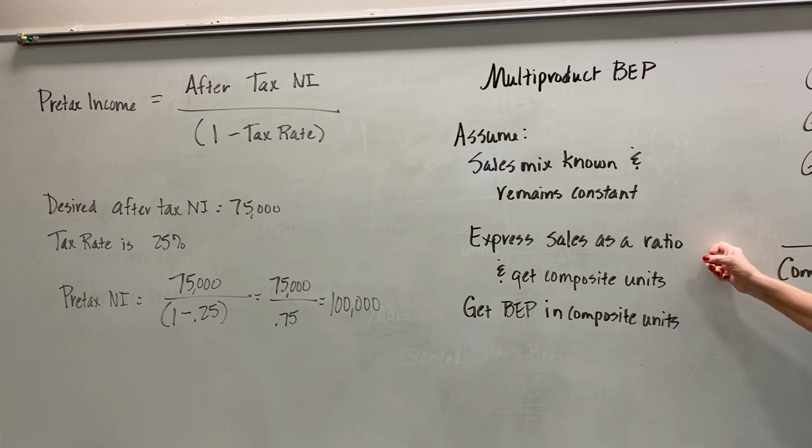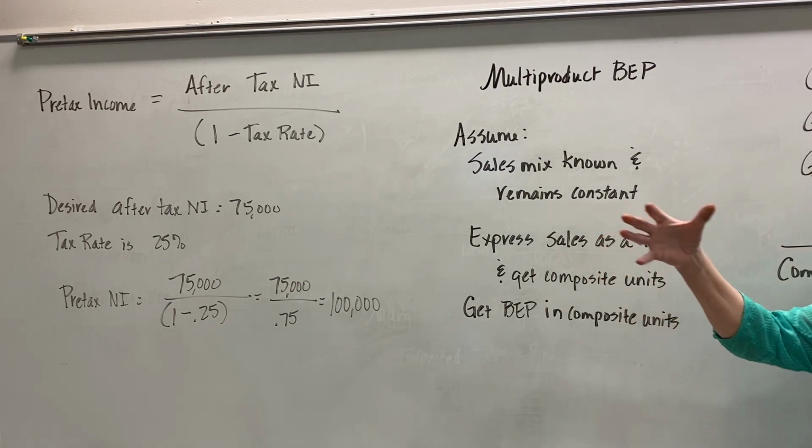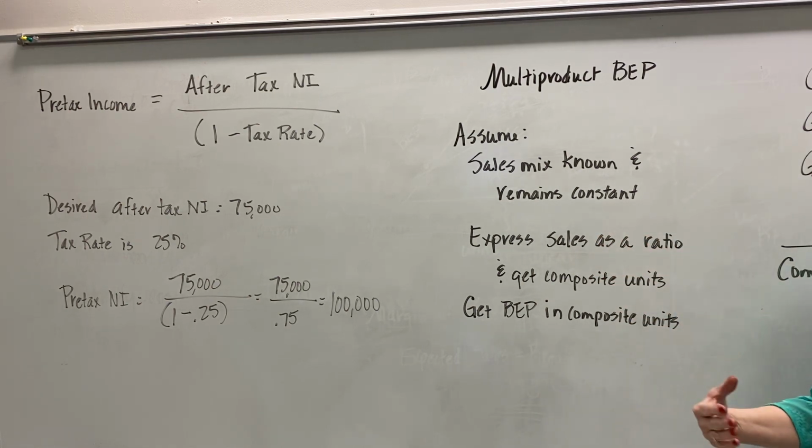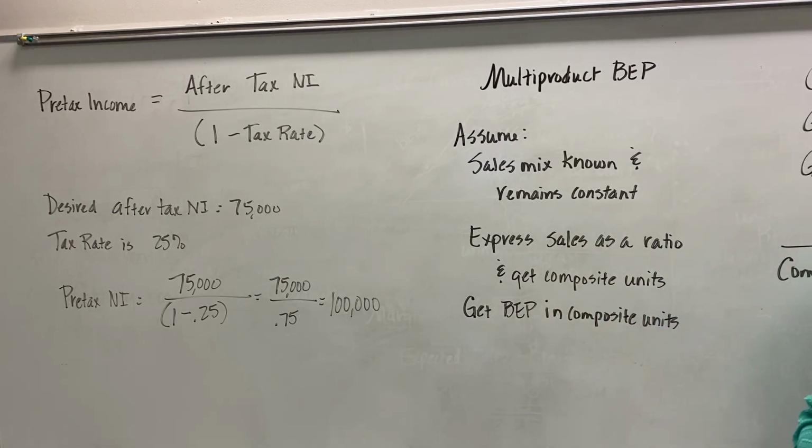So we express our sales as a ratio and get composite units. We put all of our product together in a bundle and get what we call a composite unit. A composite unit's a bundle. And then we calculate our break-even point for the composite unit. Let me give you an example.